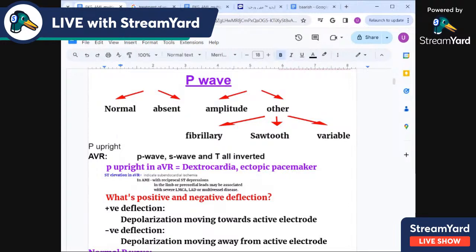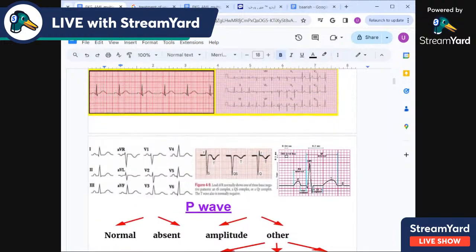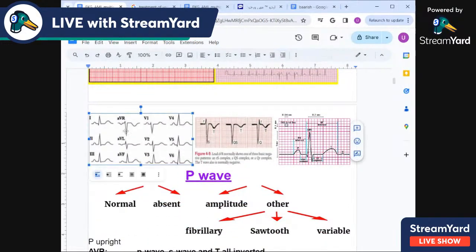So the P wave, what's the normal position of the P wave? If you see here, P wave is upright in limb leads 1, 2, 3, and aVF, and all the chest leads, V1 to V6. The only lead where P wave is inverted or negative is aVR. In aVR, the QRS is also negative and T is also negative.